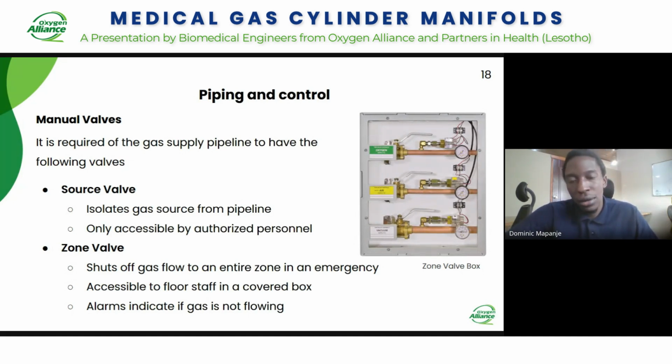These zone valves are used when there's an emergency, or there's high pressure or low pressure in those wards. The medical personnel or the users in those zones can shut off and stop the flow to those zones by accessing the zone valve. We can see here in the box, we have the oxygen pipeline, the medical air pipeline, and also vacuum. It also has gauges, as you can see, which show you the pressure, and it also has alarms which let the users know whether there's low pressure or higher pressure than required.